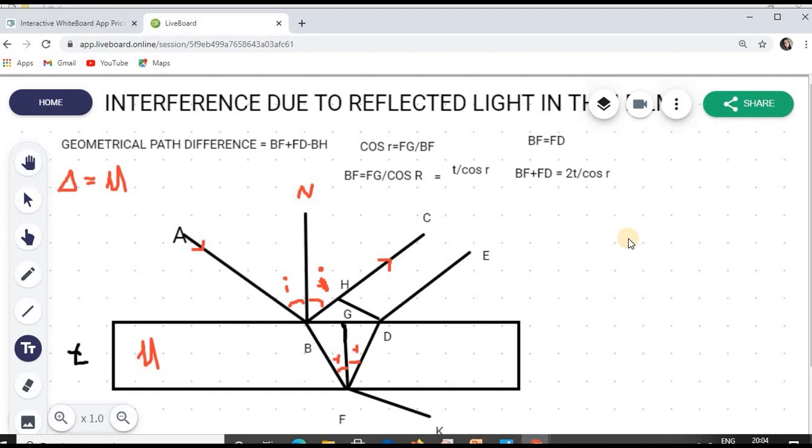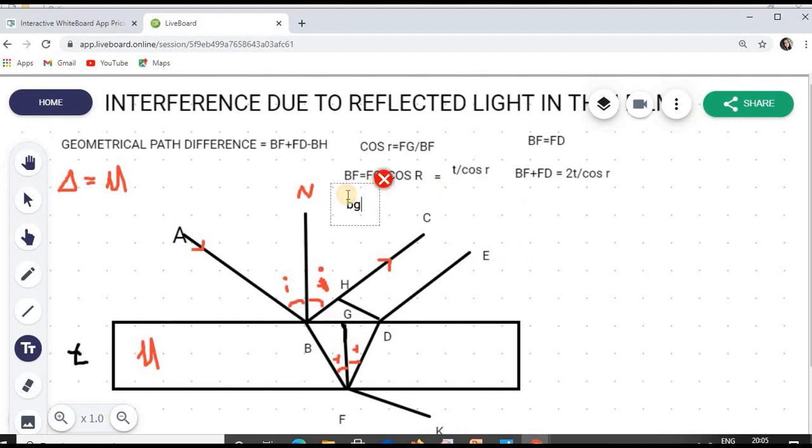And I have BG equal to GD, and it is again a similar triangle. We have BF equal to FD, and I need BF plus FD, which is 2t by cos r. So next I have to find out what BH is. For that we start with BG and DG.